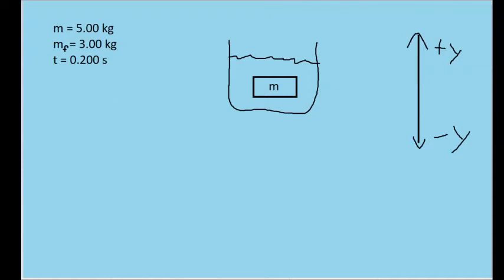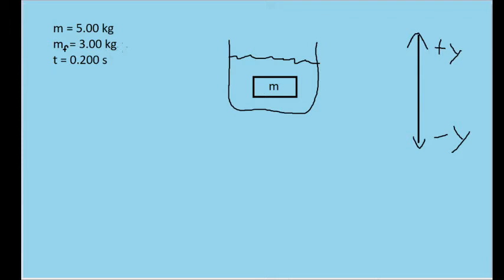In this problem, we have a 5 kilogram object that is sitting in some amount of liquid, and it is being released from rest while it is fully submerged in the liquid. So the mass of the object is given by 5.00 kilograms. The mass of the fluid being displaced by the object is given by 3.00 kilograms.